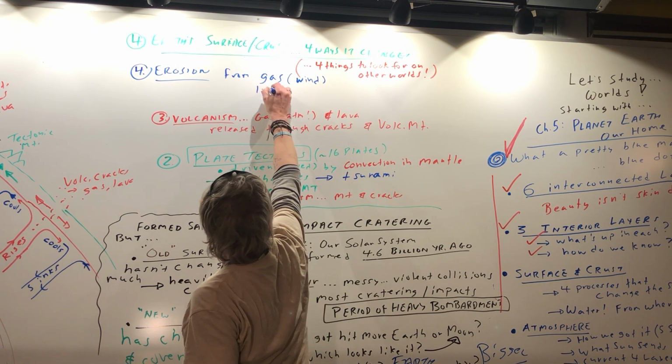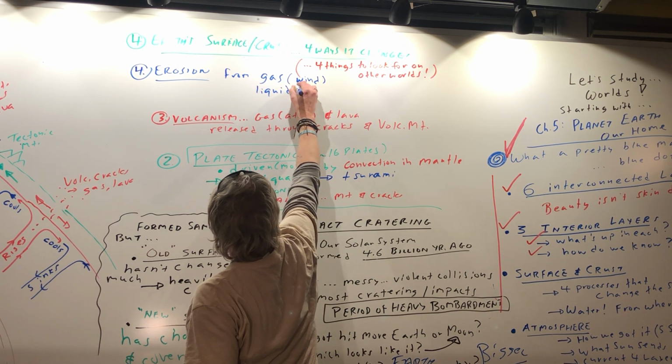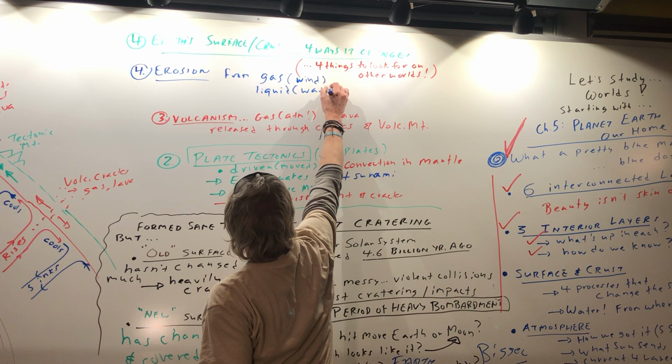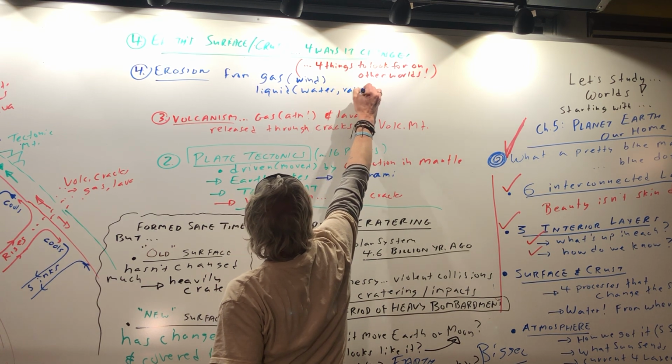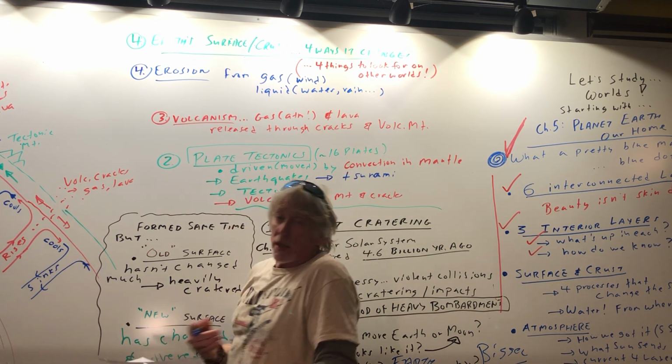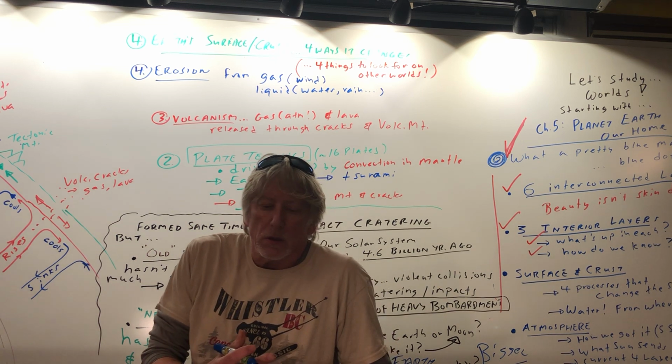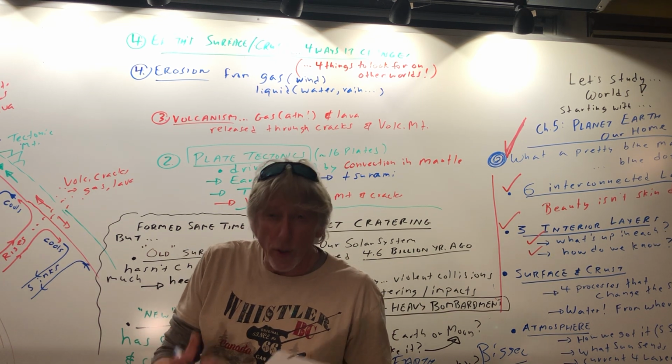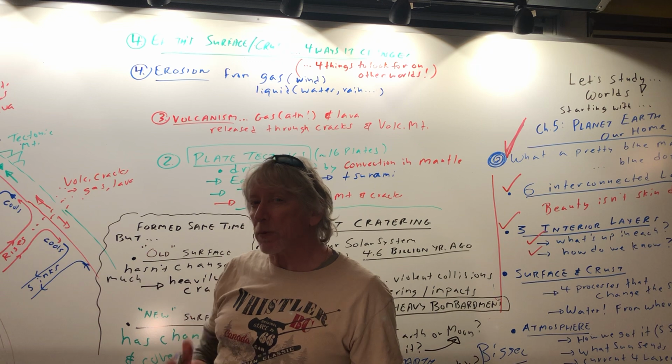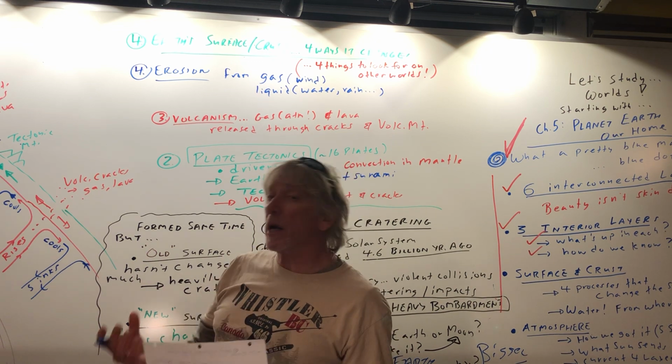You can erode from liquid, like water, rain. For us, obviously, water is a big thing, but there are other liquids. So maybe other worlds have different kinds of liquids.